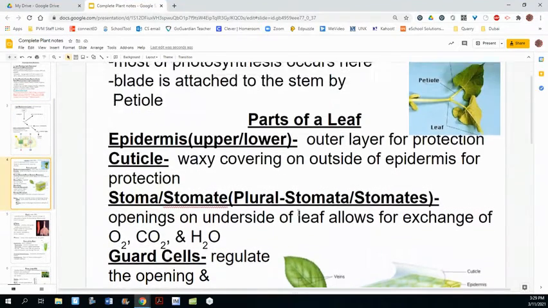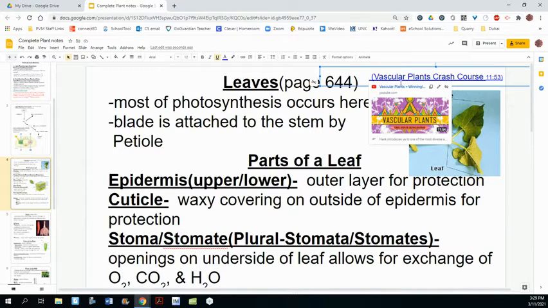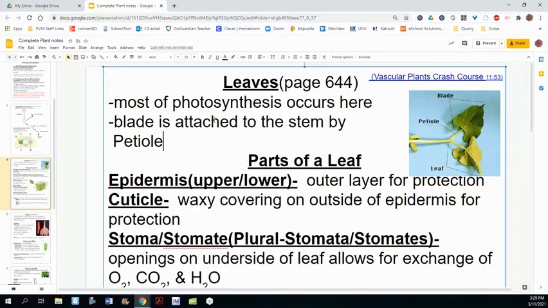Let's talk about the structure of a leaf. All right, there is a vascular plants crash course that we linked here. I like how they cover everything pretty quick, so I recommend you watch them. Most photosynthesis occurs in leaves, but there are other plants that utilize different structures, different types of photosynthetic organisms also that do this. Most of the photosynthesis occurs in the leaf blade, but some does occur in the stem. It's just limited.